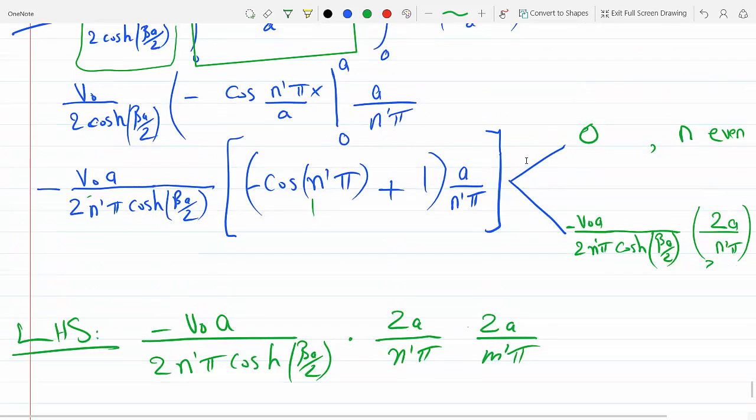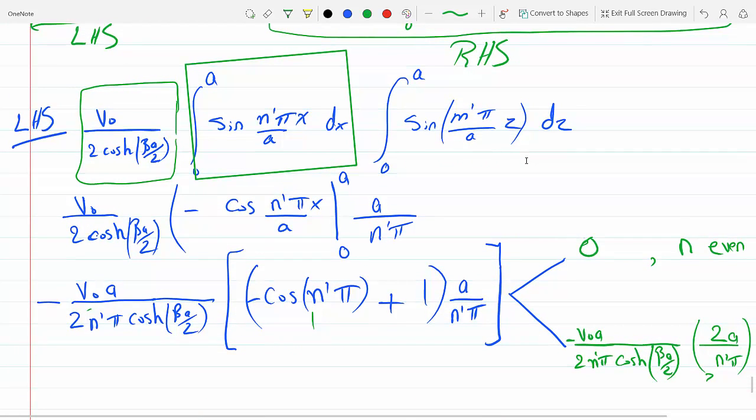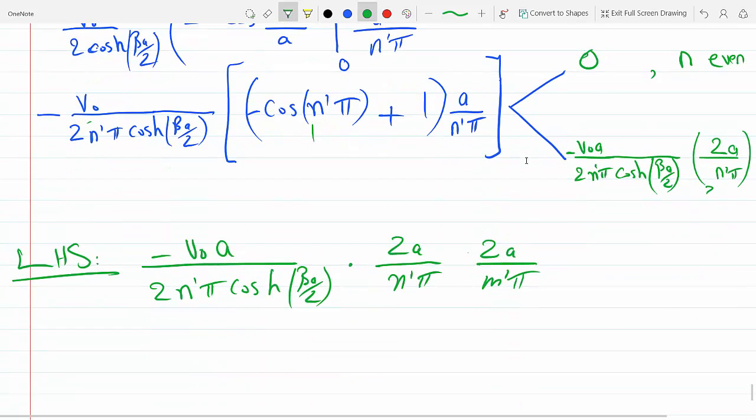We will get v0a. Wait, where did the v0a come from? Where did this a come from? I don't have an a here. How did I get this a? Oh yeah, I removed this a. So there shouldn't be an a here. This a, I've already split them.